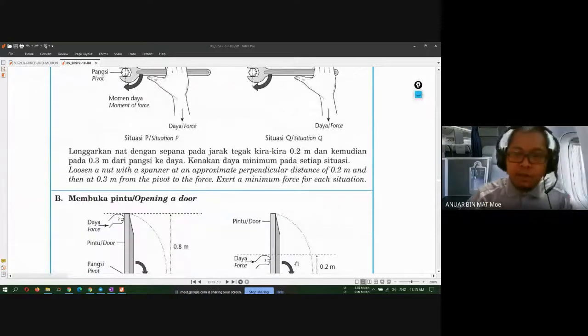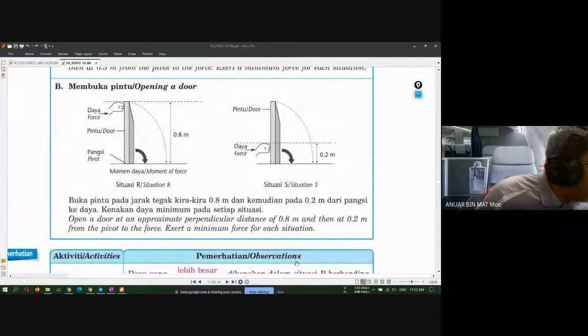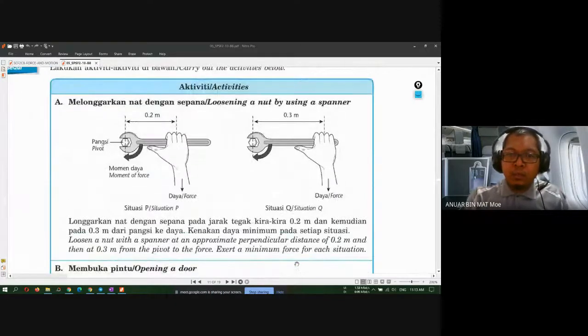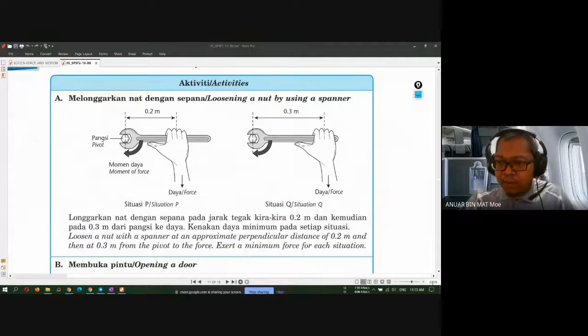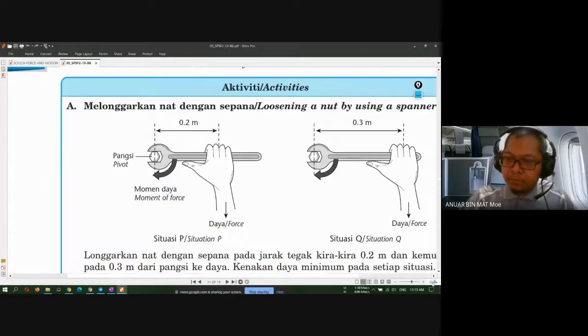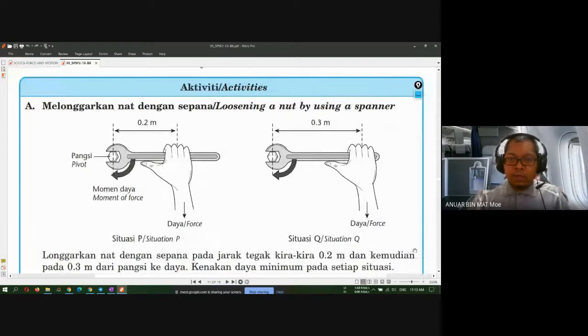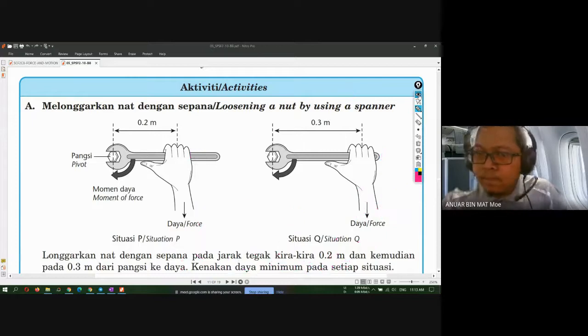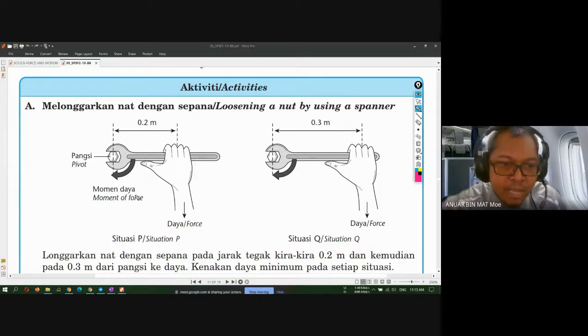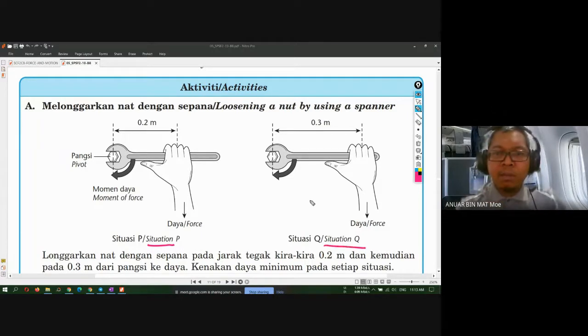So this is the moment of force. Yesterday we already learned about the moment of force, and then make sure you can differentiate which one has the greater magnitude of moment of force and which one has the less magnitude of force. Okay, if you look at these two pictures over here, page 108, which one has the greater moment of force? Is it situation P or situation Q?